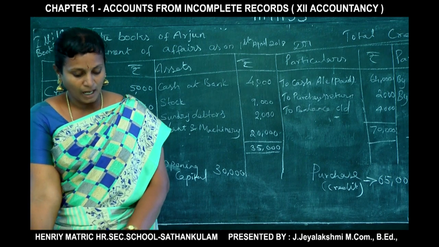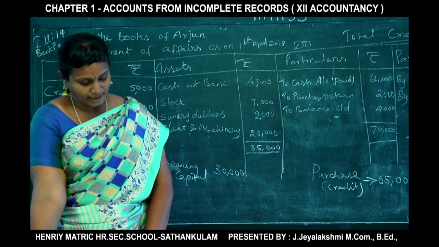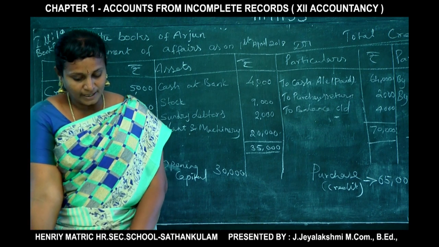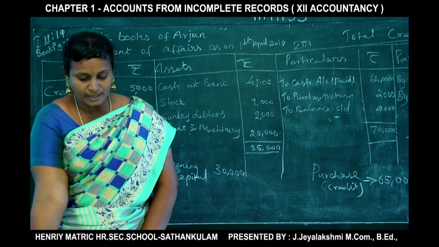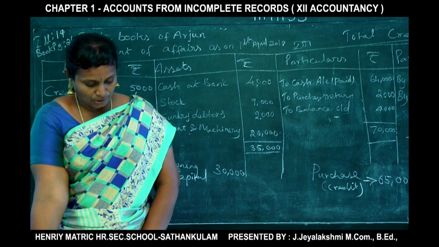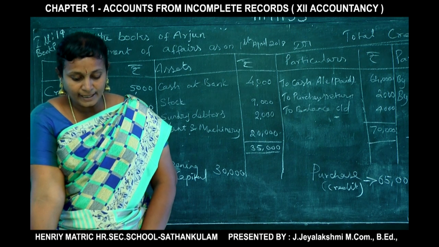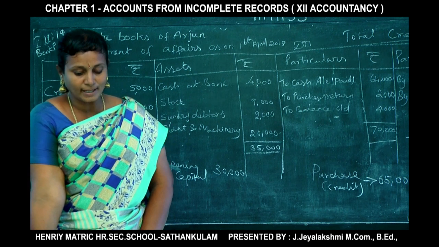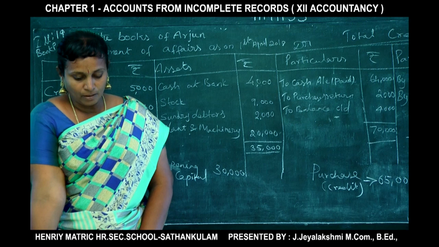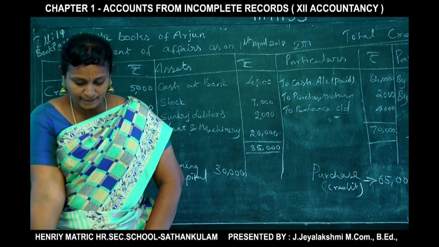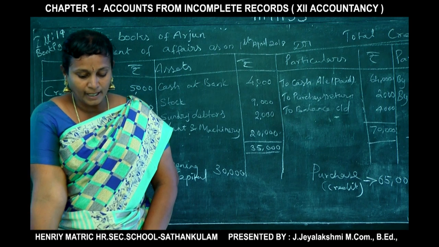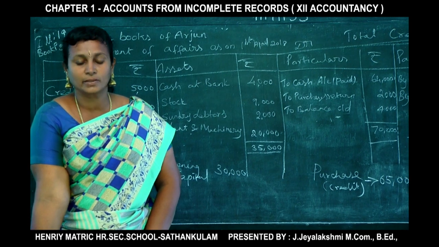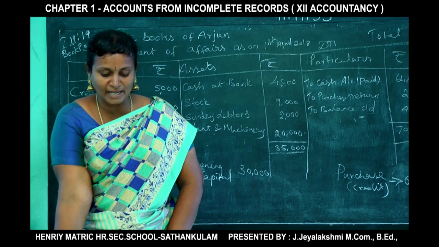85,000. Then already you have seen that his purchase returns during the year was 2,000. Okay, and sales return was 1,000. Before, how much has he sold? 85,000. Now how much is the sales return? 1,000. So you have to deduct 85,000 minus 1,000.